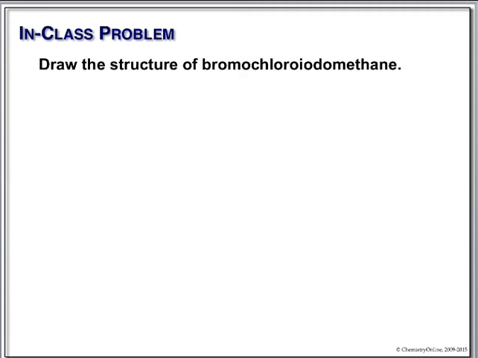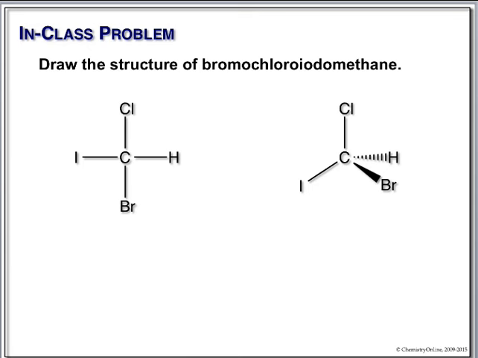Let's show this in the very simplest way here. Let's just draw a derivative of methane with a bromine, a chlorine, and an iodine on it. Now, if we drew this out flat, it would look like this, right? But we know, of course, that it's not flat, it is tetrahedral. So I'm going to draw it like this, and to simulate, as best as I can draw, a tetrahedron.